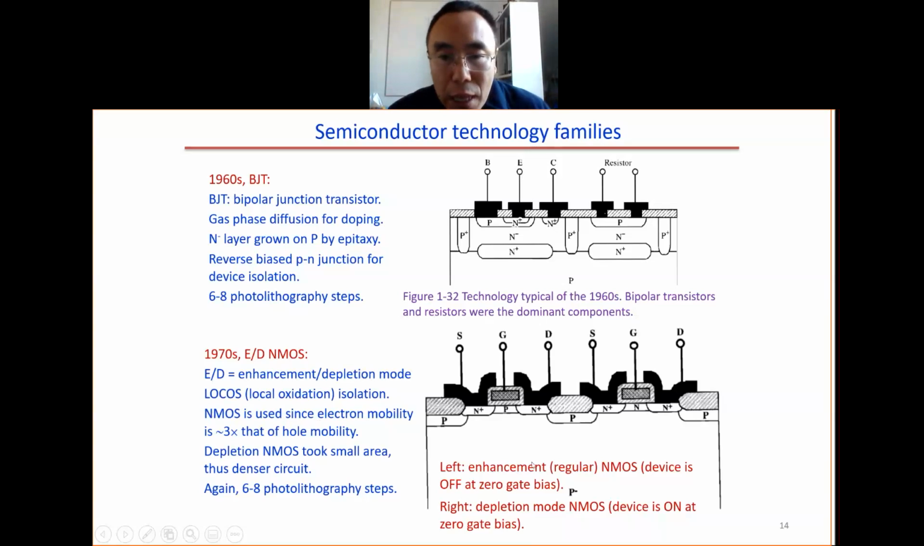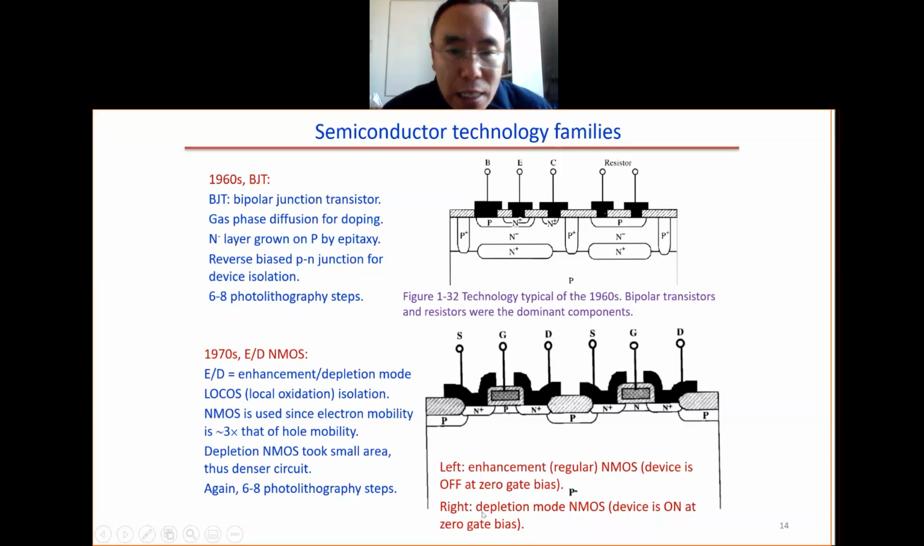So what is E and D? E means enhancement. This is the regular MOSFET. That means the device is off at zero gate voltage. So normally you can see it is off. We have a reverse junction here, reverse P junction here.